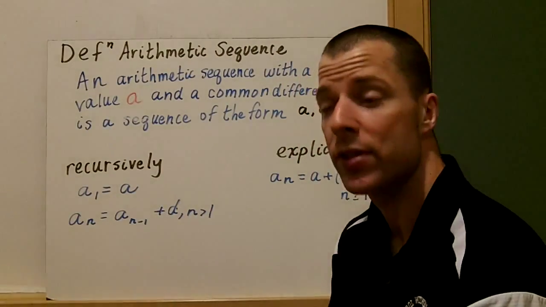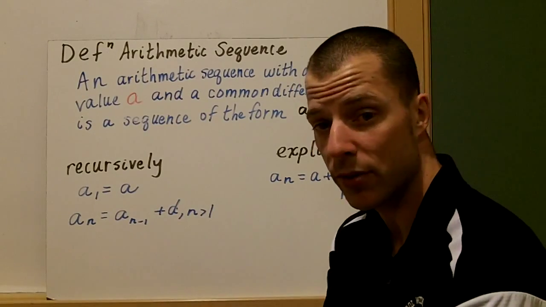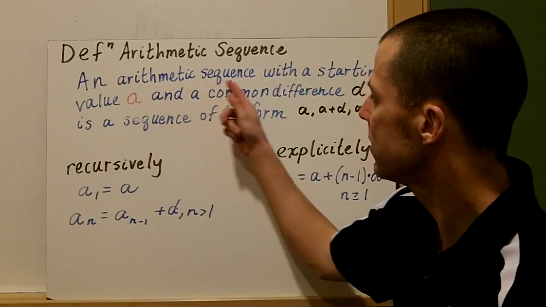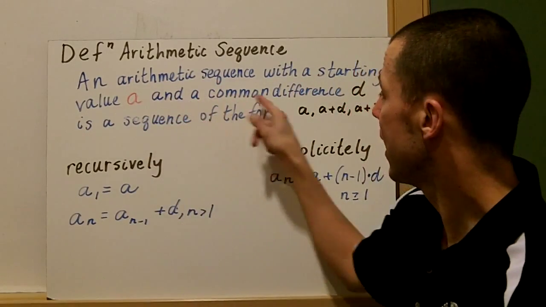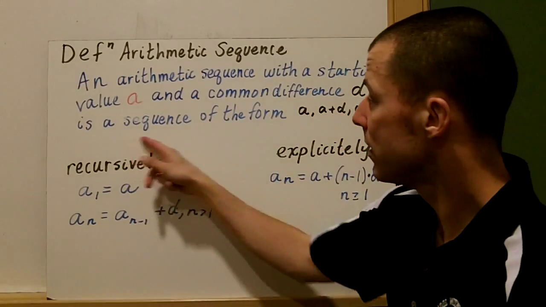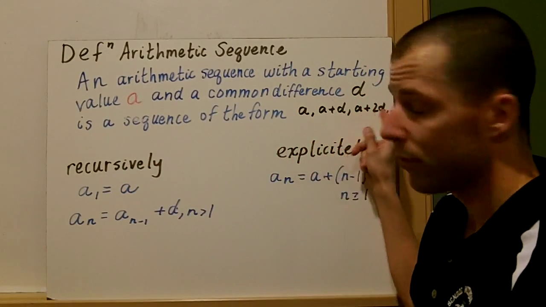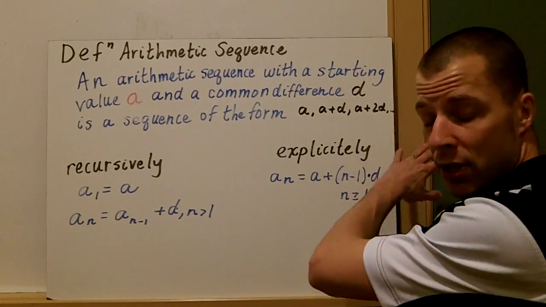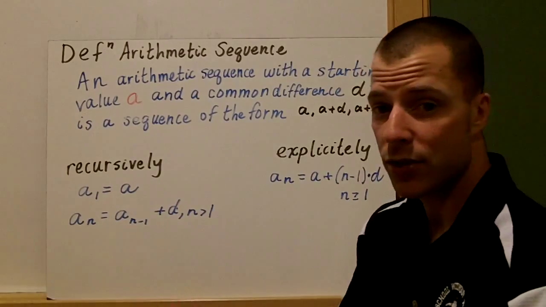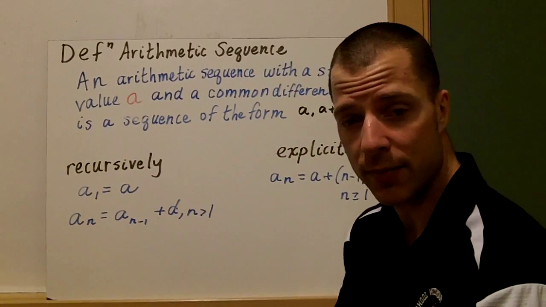Okay, an arithmetic sequence, it's a sequence, so it's a list of numbers, but there's something special about those numbers. So an arithmetic sequence with a starting value of A and a common difference D is a sequence of the form A, A plus D, A plus 2D, A plus 3D, etc., and it keeps going on. So you may think, well, what does that mean? We're going to look at another example here in a minute.